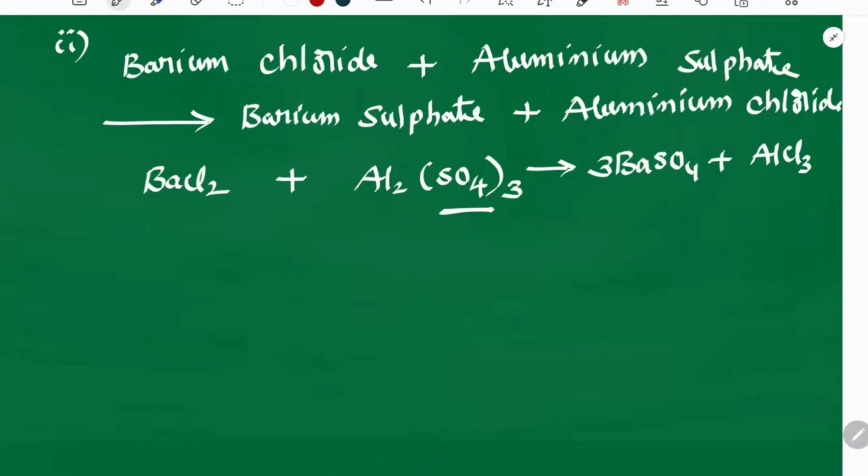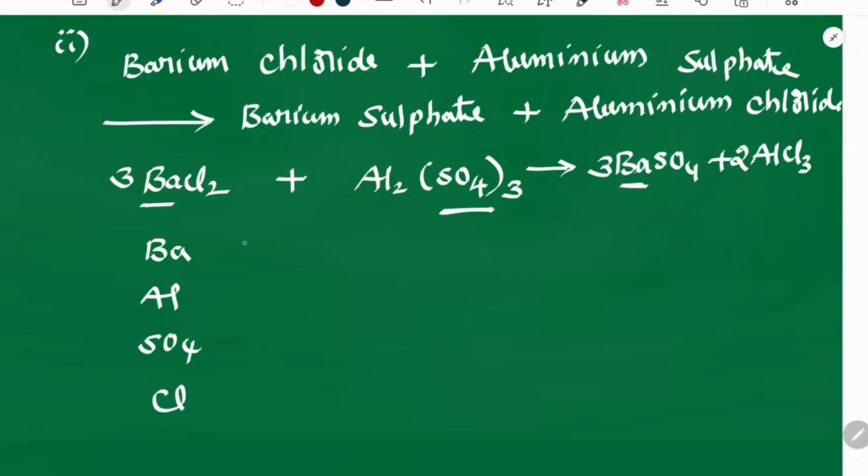Then remaining, how many bariums? 3 bariums, so you can keep 3. Bariums are also balanced. How many chlorines are there? 6, 2 into 3. Here keep 2, so 3 into 2, 6. Chlorines are also balanced. How many aluminiums? 2 aluminiums. So is everything balanced or not? This side: barium, aluminium, SO4s, and chlorines also.